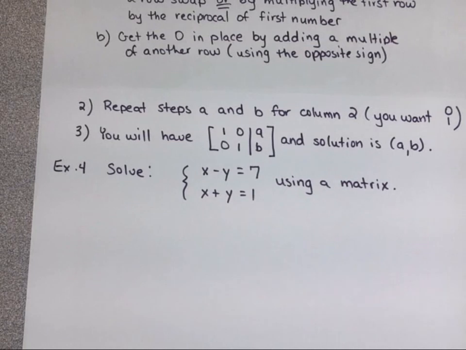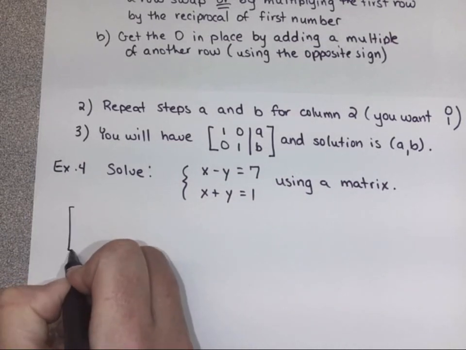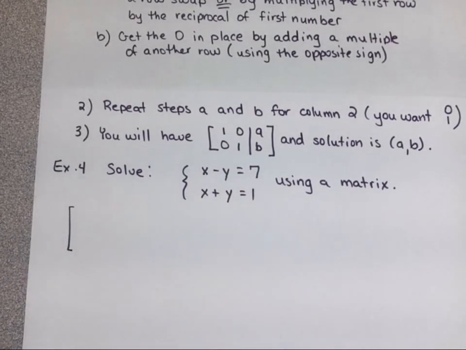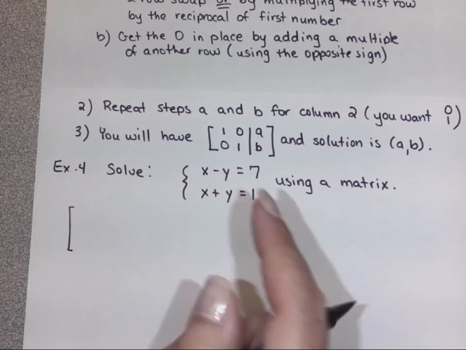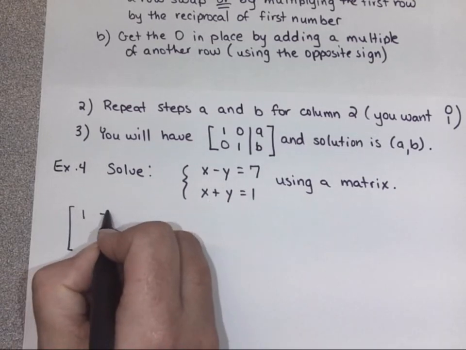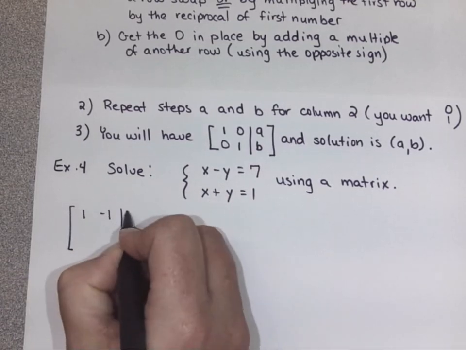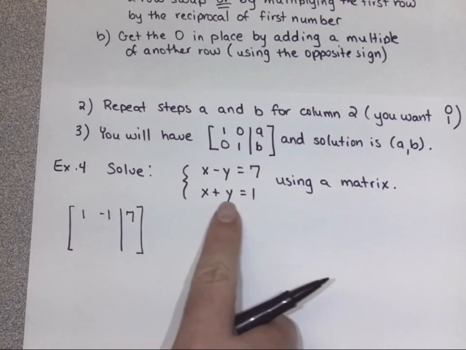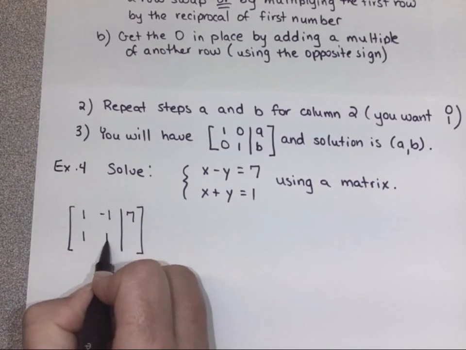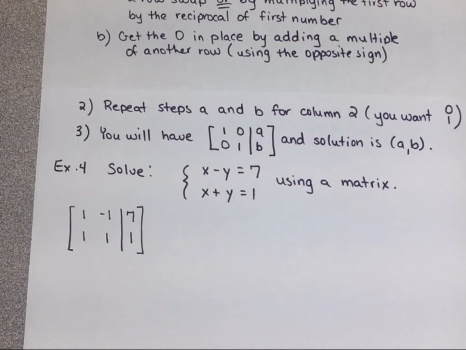Okay, so the first thing we need to do is change these numbers into a matrix to begin with, right? So what will the matrix look like on the left? You just pull the numbers from the equations, right? So what will the first row look like? 1, negative 1, and then don't forget your bar, and then a 7, right? And then what will the last row look like? 1, 1, 1, 1. Okay.